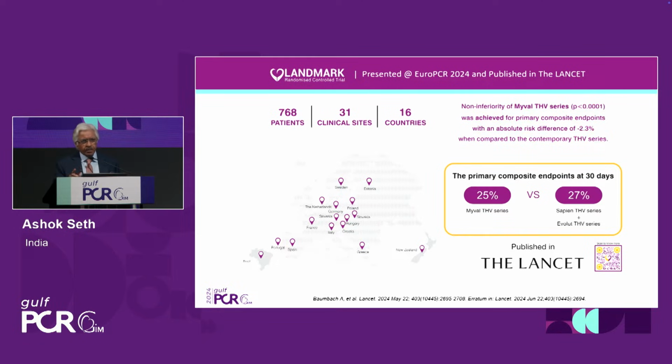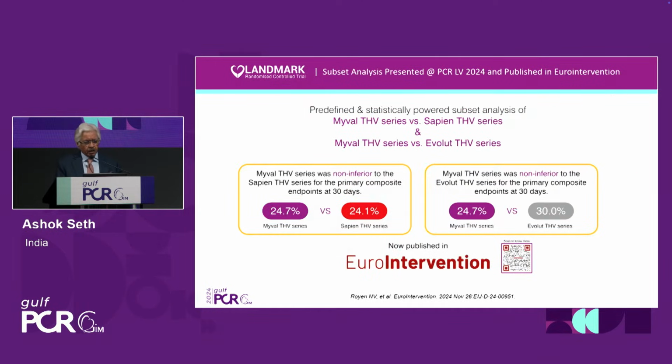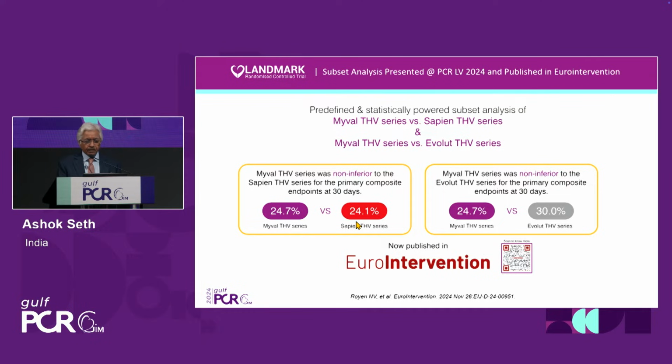Landmark study, the major pivotal controlled prospective study presented at the PCR, looked at Myval and the composite endpoint against the contemporary transcatheter heart valve series with a primary composite endpoint at 30 days of non-inferiority to contemporary valves. Myval proved itself to be non-inferior to the contemporary valves at 30 days, and this was published in the Lancet. Predefined statistically powered subset analysis comparing Myval to Sapien and Myval to Evolut series in the same study was presented at the London Valves and again demonstrated non-inferiority to the contemporary self-expandable series and the balloon-expandable valve.